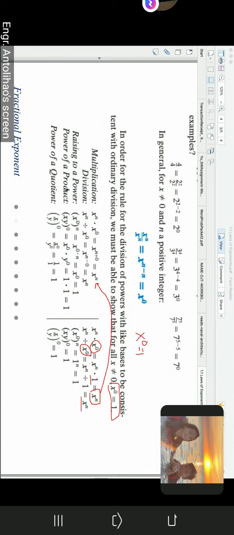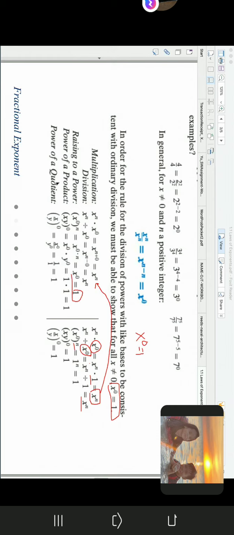Then raising to a power. Let's say the content of the parentheses is x to the power of 0, then you have to raise it to n. So it is equal to x to the power of 0 times n, which is equal to x raised to the power of 0, which is equal to 1. Also here, quantity x to the power of 0 raised to the power of n is equal to 1 raised to the power of n, which is equal to 1, because this is 1 to the infinity. Even if you raise 1 to a million, that is still equal to 1.